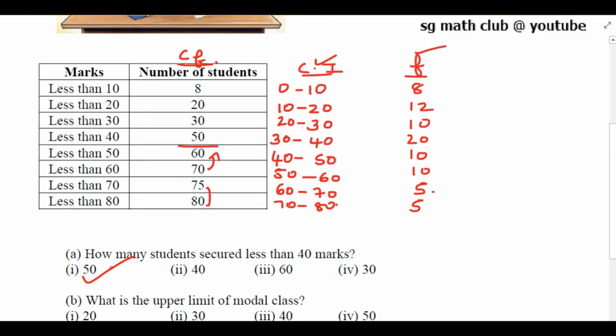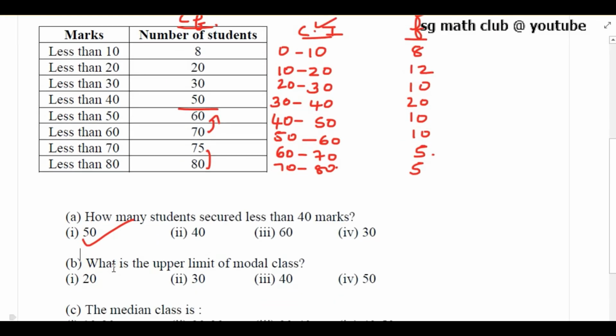What is the upper limit of modal class? So here modal class means the class which is having maximum frequency. So this is the modal class. So 30 to 40 is our modal class and this will be our f1, f0, f2. So here the question is, what is the upper limit of modal class? Upper limit of modal class is 40, lower limit is 30, upper limit is 40.